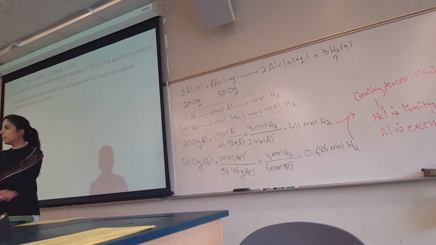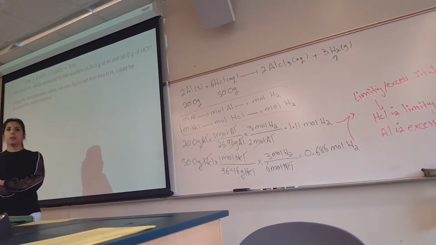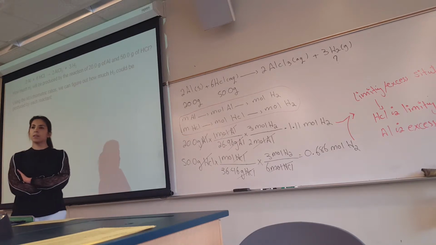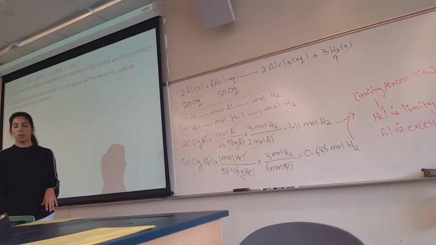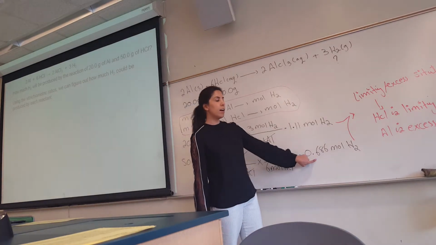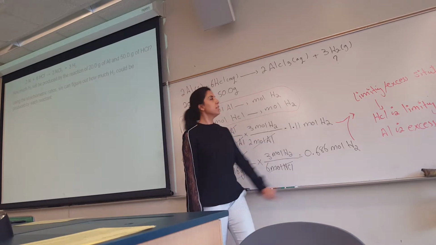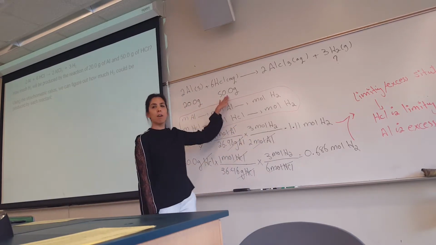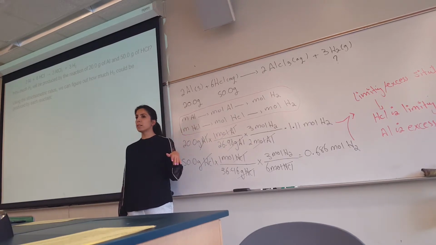So by doing this, I found out that first of all, aluminum and hydrochloric acid are not in a stoichiometric ratio the way they're given to me. And based on the amount of hydrogen gas produced, I can tell that hydrochloric acid is my limiting reactant. What does that mean? It means that as soon as you run out of this hydrochloric acid, as soon as you use 50 grams of hydrochloric acid, your reaction is going to stop.